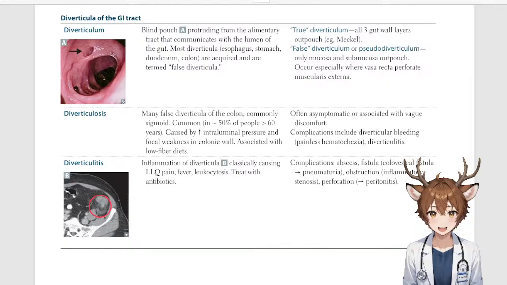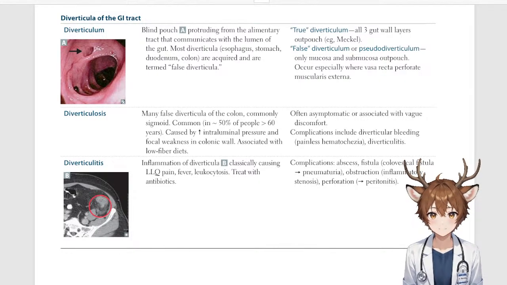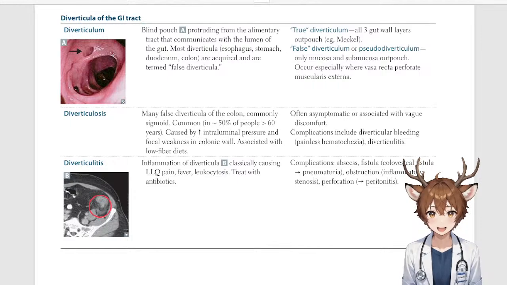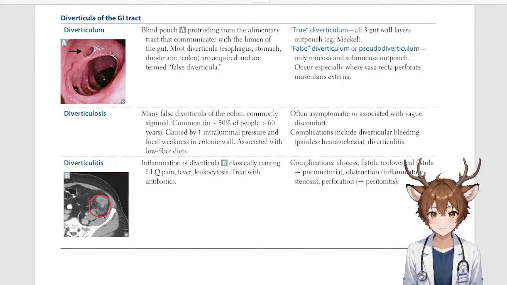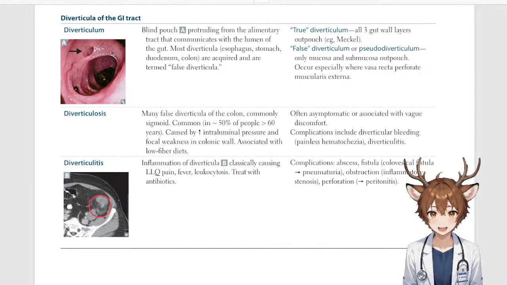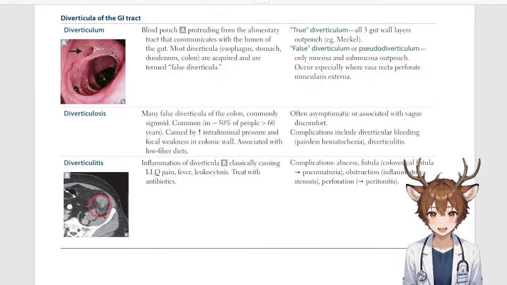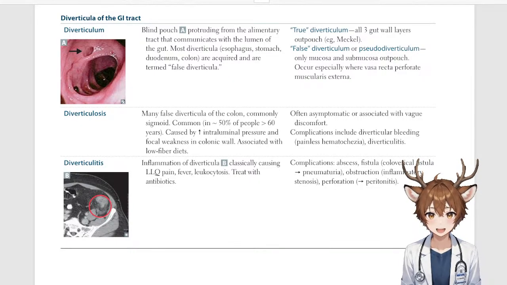So, what about diverticulitis then? Inflammation of the diverticula with wall thickening, which is shown in the red arrows in C, but in your book it's a different picture, so they just show you a circle that's in red. So diverticulitis, inflammation of the diverticula with wall thickening, classically causing left lower quadrant pain. Fever, leukocytosis, treat with supportive care if uncomplicated, or antibiotics if complicated.